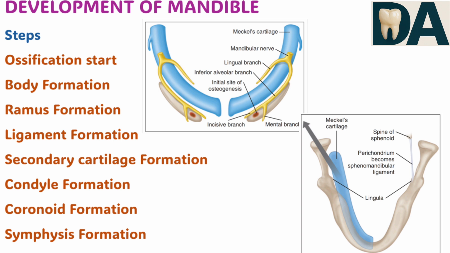Now go to the coronoid formation. The coronoid cartilage appears in the 14th week of intrauterine life, contributing to the development of the coronoid process. It soon becomes incorporated into the developing ramus and disappears before birth.